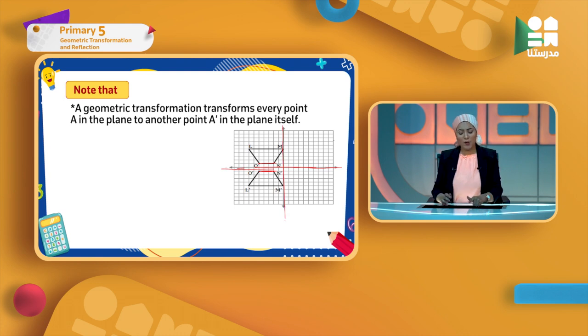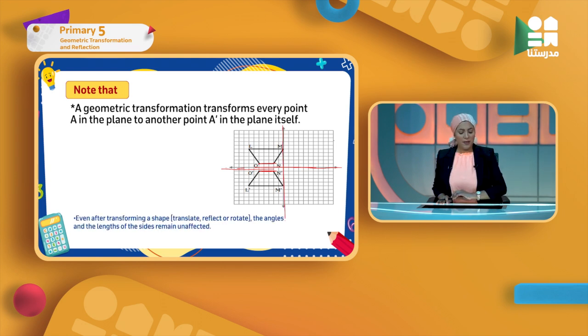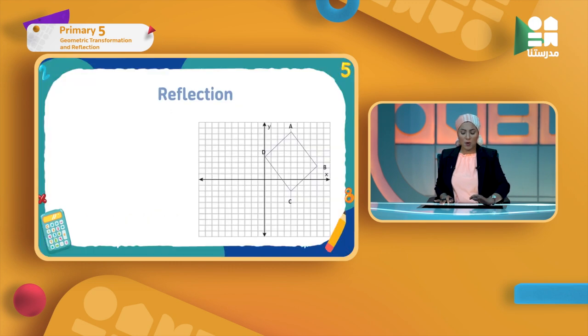بنبدأ ننقل كل point عندي بنفس تفاصيلها وبعدها عن ال horizontal axis and it will be the image. لما بننقل الكلام ده كله بنوصله زي ما انتوا شايفين الميرر image بتاعت ال M N O اللي هي ال M dash N dash O dash، هنلاقيها ان هي exactly the same. It's just the reflection, the mirror reflection. Even after transforming a shape by translation, reflection, or rotation, the angles and length بتاعت sides remain unaffected. ما فيش حاجة فيها بتتغير، هو بس the direction. So let's now take the reflection and let's see.